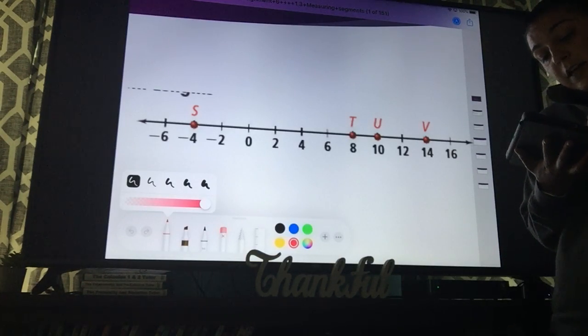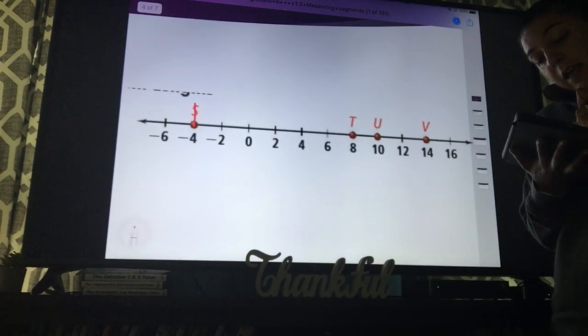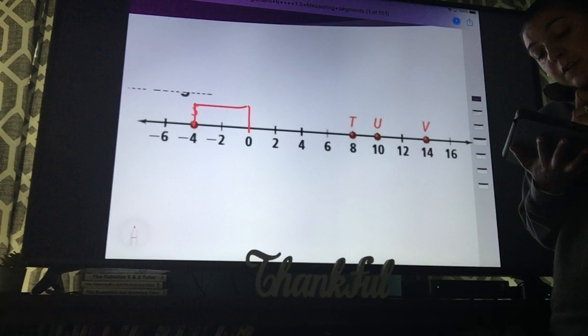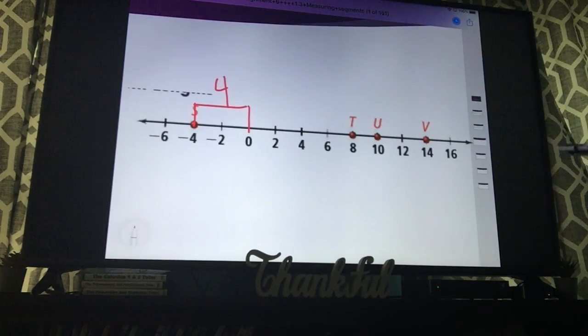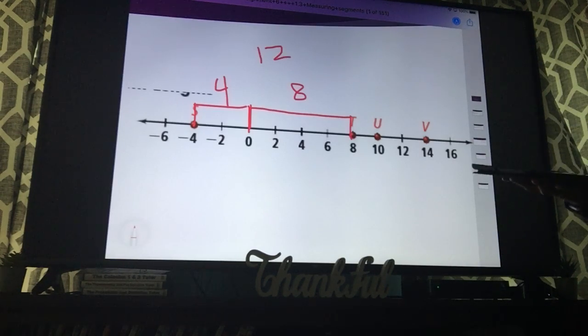So it starts out at -4, and obviously the distance from -4 to 0 is 4 units. And then we still need to go all the way to T. So we got 0 to T is 8. So what is 4 plus 8? It's 12. So the length of the segment ST is 12.